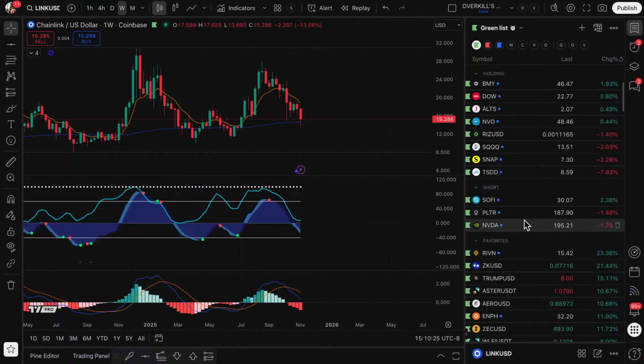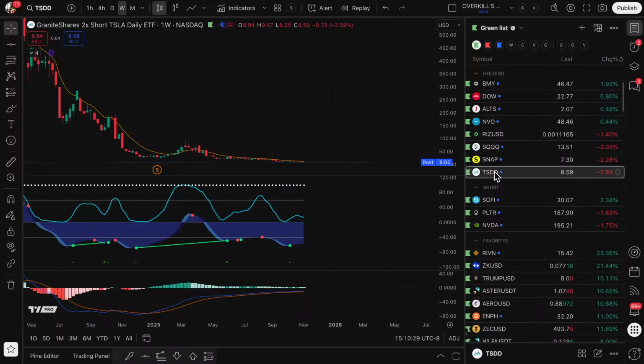Okay, and I'm short NVIDIA, PLTR, SoFi. This is a Tesla short, so I'm short Tesla.